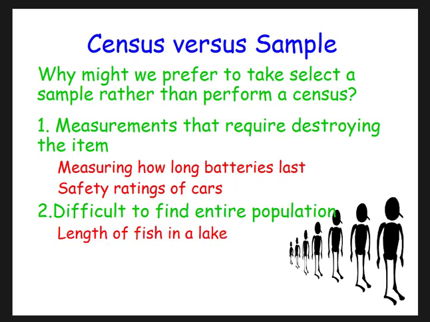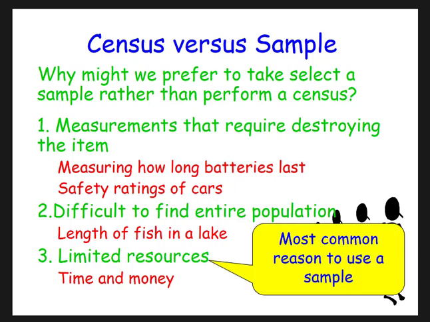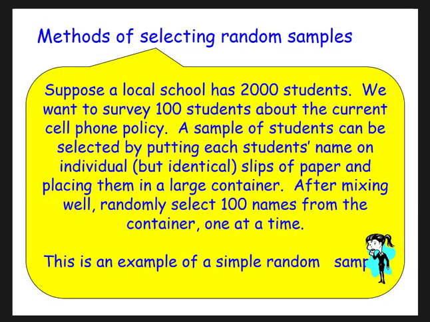So you want to measure the length of the fish in a lake. You can't catch every fish and measure them. Limited resources. This usually comes down to time and money. We don't have the time to access everyone. We don't have the money to pay for the time for people to access everyone. And this is our most common reason for taking a sample. It's the most common reason for just about anything.